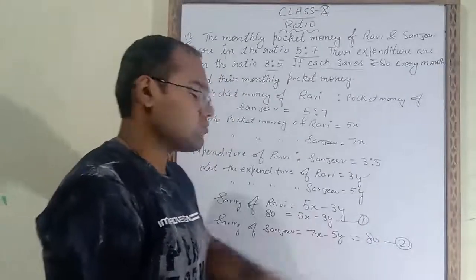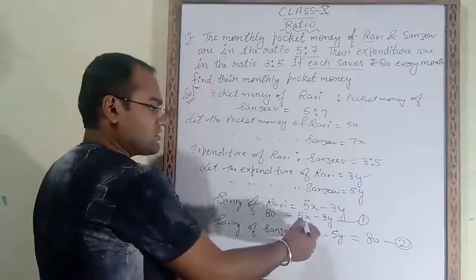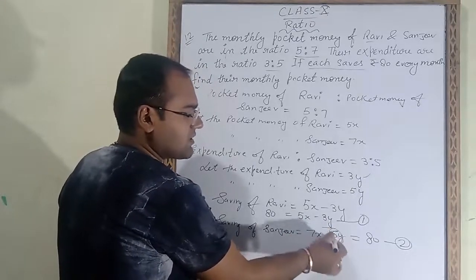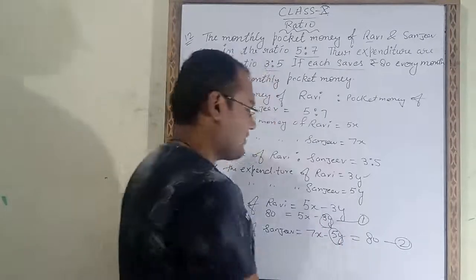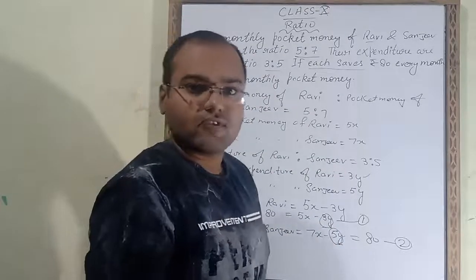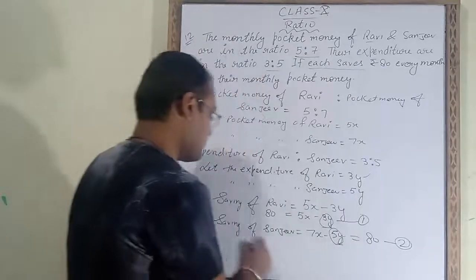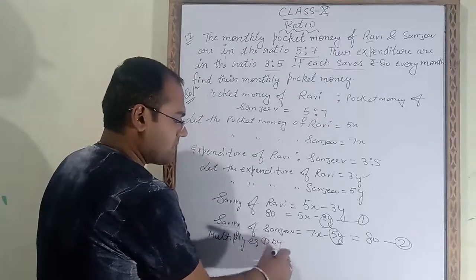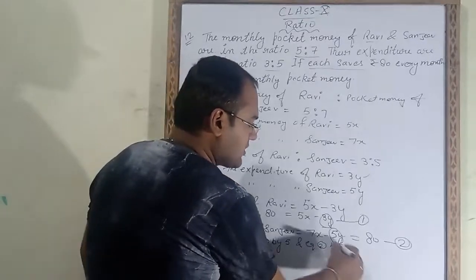Now we will solve these two equations with the help of elimination method. This is 5x minus 3y and this is 7x minus 5y. Either we will make the value of y same, or we will make the value of x same. Suppose we will make y same. Here it is 3y, here it is 5y. So LCM of 3 and 5 is 15. So we have to make here also 15y and here also 15y. So we multiply equation 1 by 5 and equation 2 by 3.